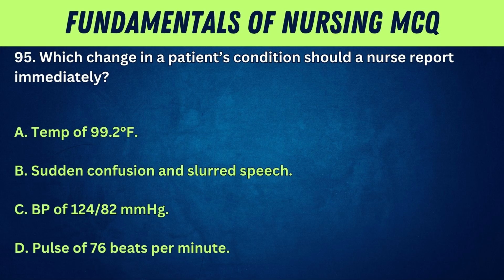95. Which change in a patient's condition should a nurse report immediately? A. Temp of 99.2 degrees Fahrenheit. B. Sudden confusion and slurred speech. C. BP of 124/82 mmHg. D. Pulse of 76 beats per minute.